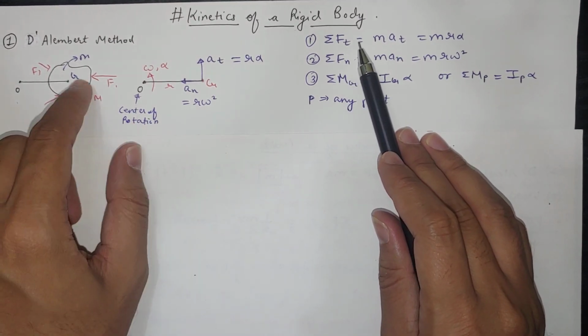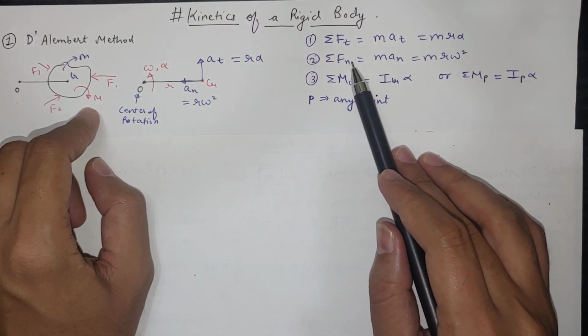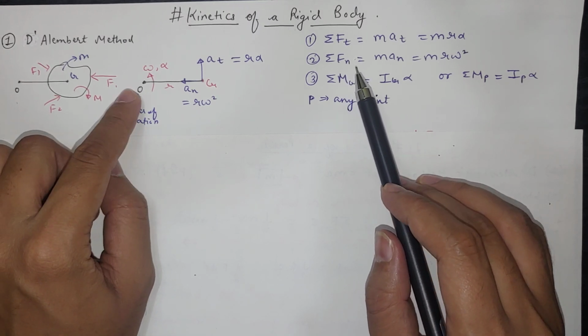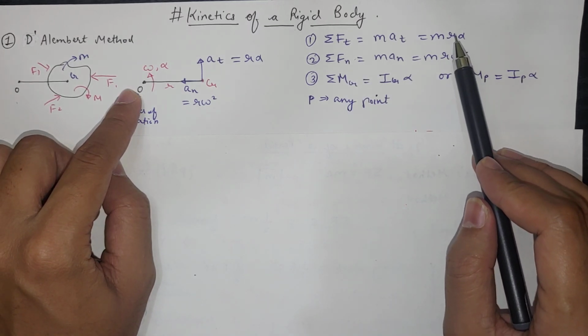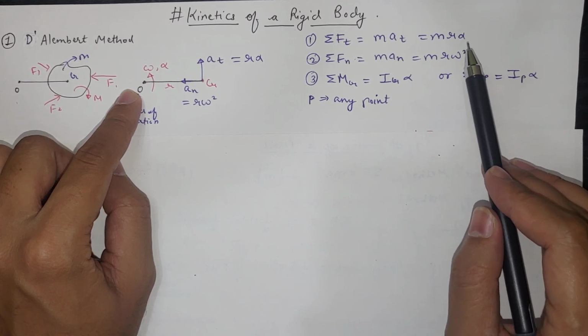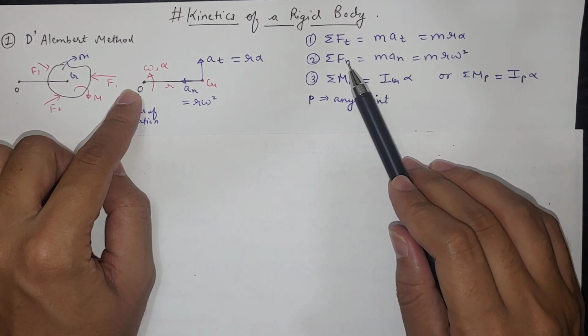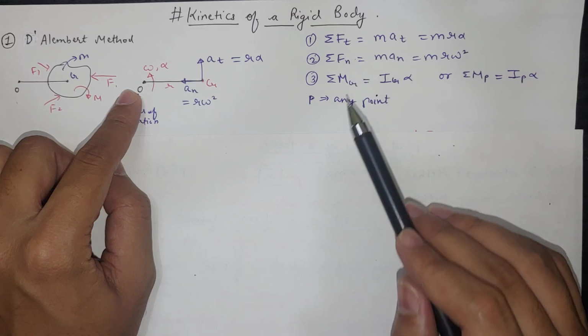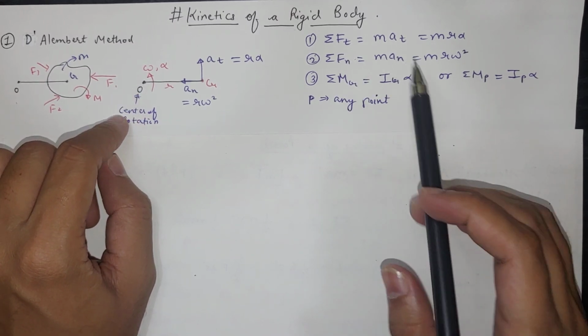Once you find the tangential force, you can find the normal force, because you will get the r value or whatever the missing value is from that equation. So the normal force also you can find. So in these three equations you can easily find all the variables.